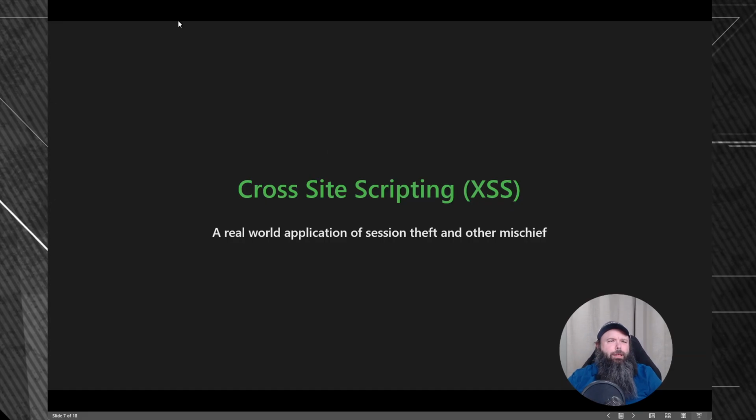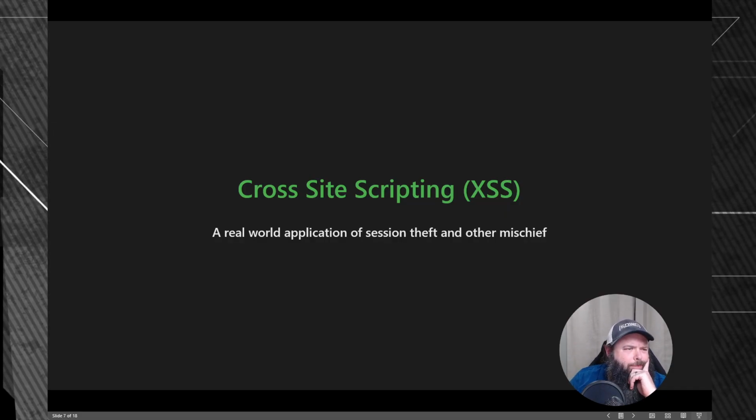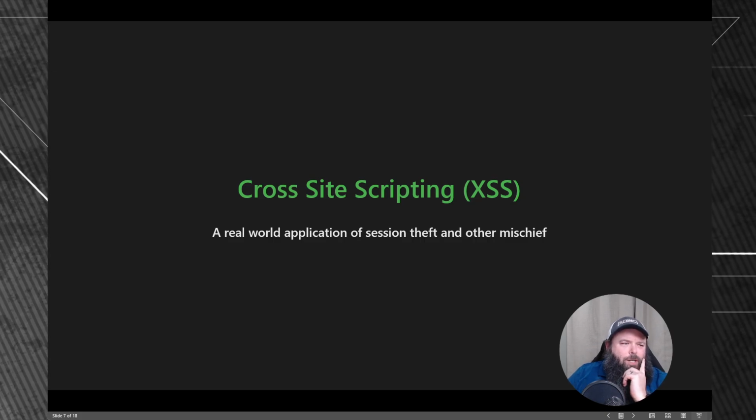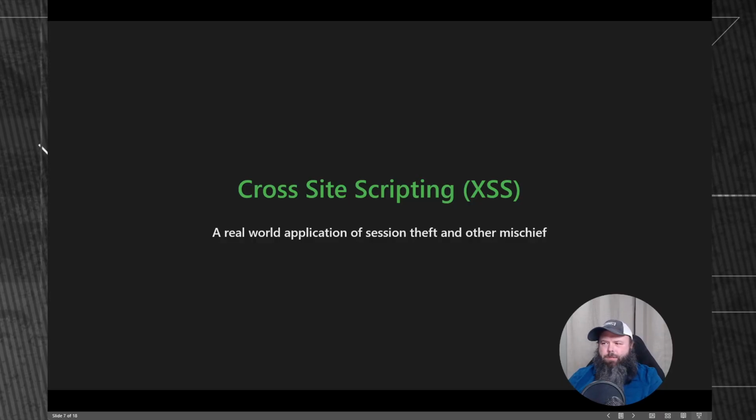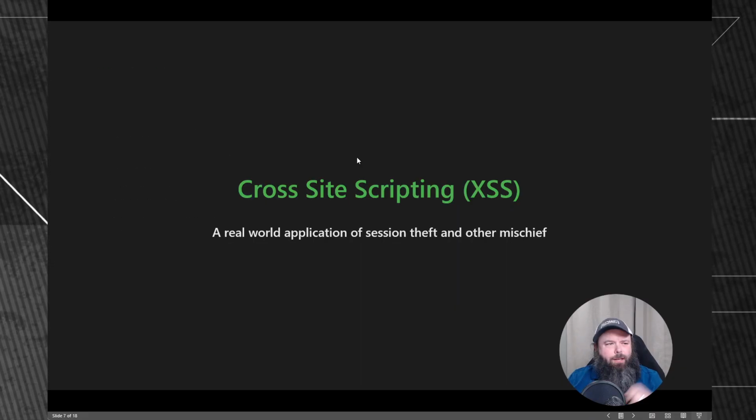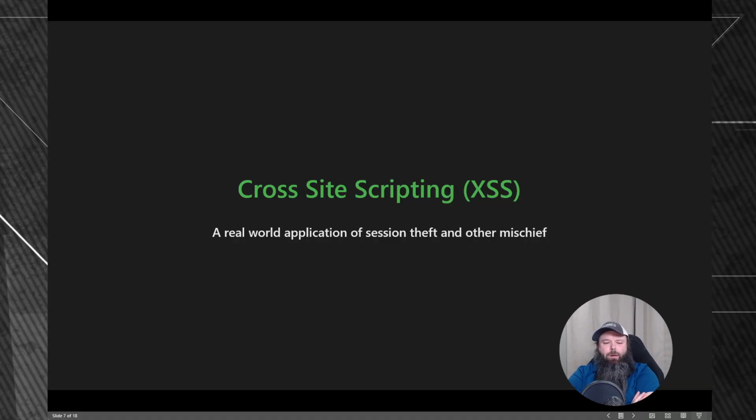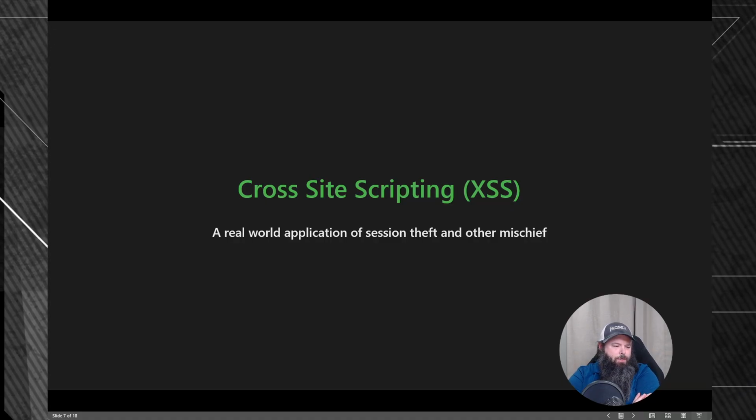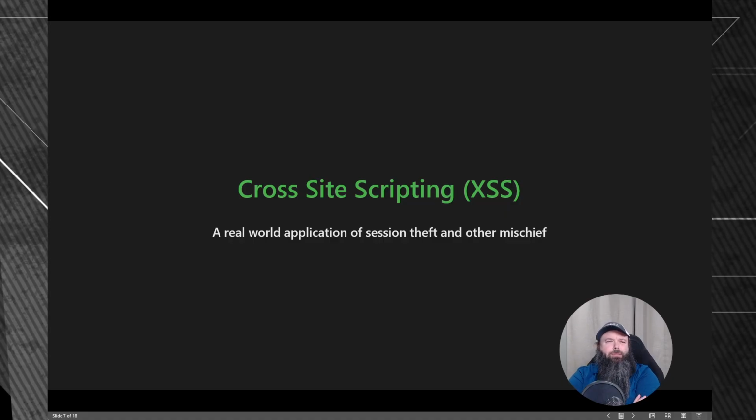So what is cross-site scripting? What do we care about here? Cross-site scripting, in the end, is a trust failure. It maps to CWE, Common Weakness Enumeration 79, and it is in the OWASP top 10.